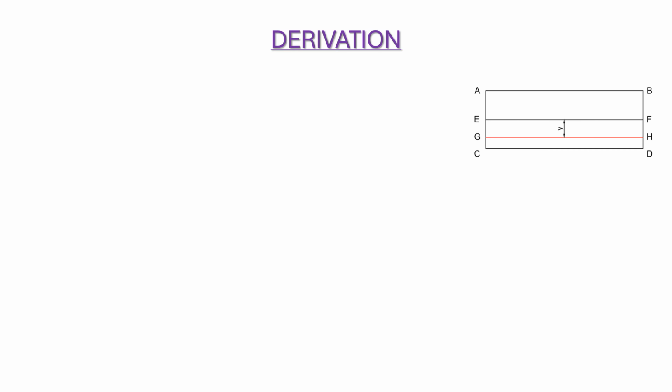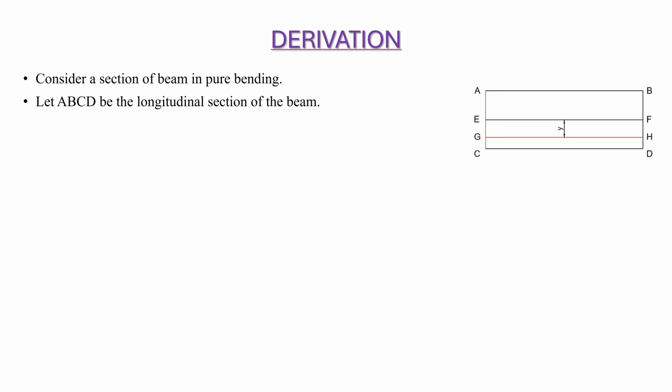Now let us go ahead with the actual derivation of the bending equation. First of all, let us consider a section which is under pure bending within a beam section. Now remember, this ABCD is a longitudinal section and not a cross section. Here AB represents the top fiber, EF represents a fiber which is at the neutral axis, and GH represents any fiber which is at a distance y from the neutral axis, and CD represents the bottom fiber.